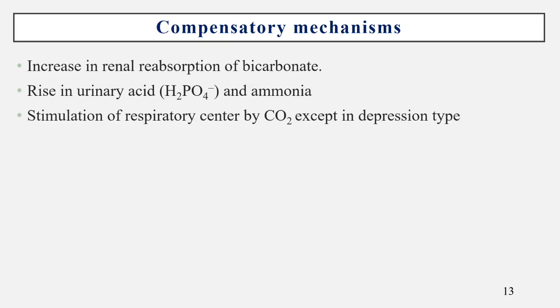Next, coming to the compensatory mechanisms. Respiratory acidosis is compensated by increased renal reabsorption of bicarbonate and increase in urinary acids, that is dihydrogen phosphate and ammonia. Then stimulation of respiratory center by carbon dioxide, except in the depression type. These are the compensatory mechanisms for respiratory acidosis.